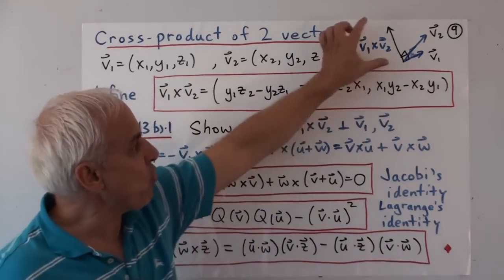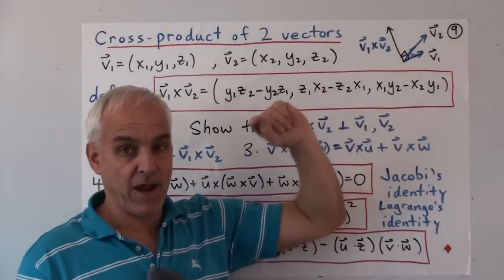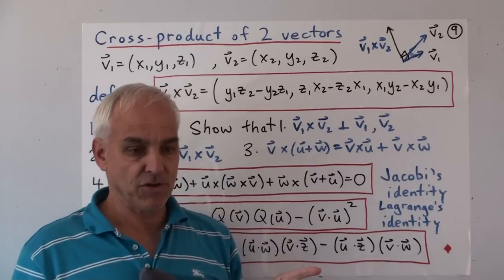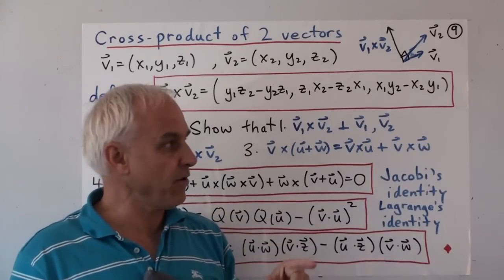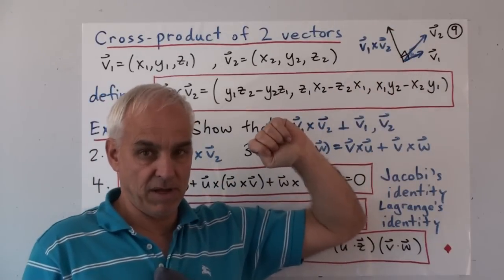And furthermore, its quadrance is intimately connected with the area of the parallelogram formed by v1, v2. So the bigger that area is, the wider v1 and v2 are apart in some sense, then the bigger the cross product is going to be.